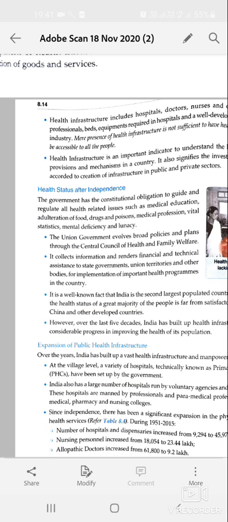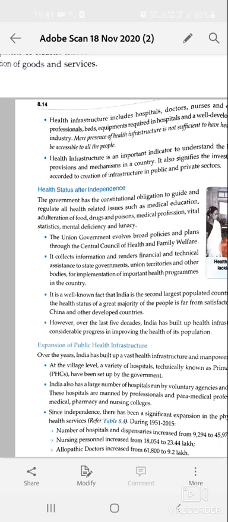Again, it is a well-known fact that India is the second largest populated country. We are now going to reach about 140 million. But the health status of a great majority of the people is far from satisfactory. You will find in metro cities the standard of health infrastructure is very high, more than European, but very poor in the rural areas.